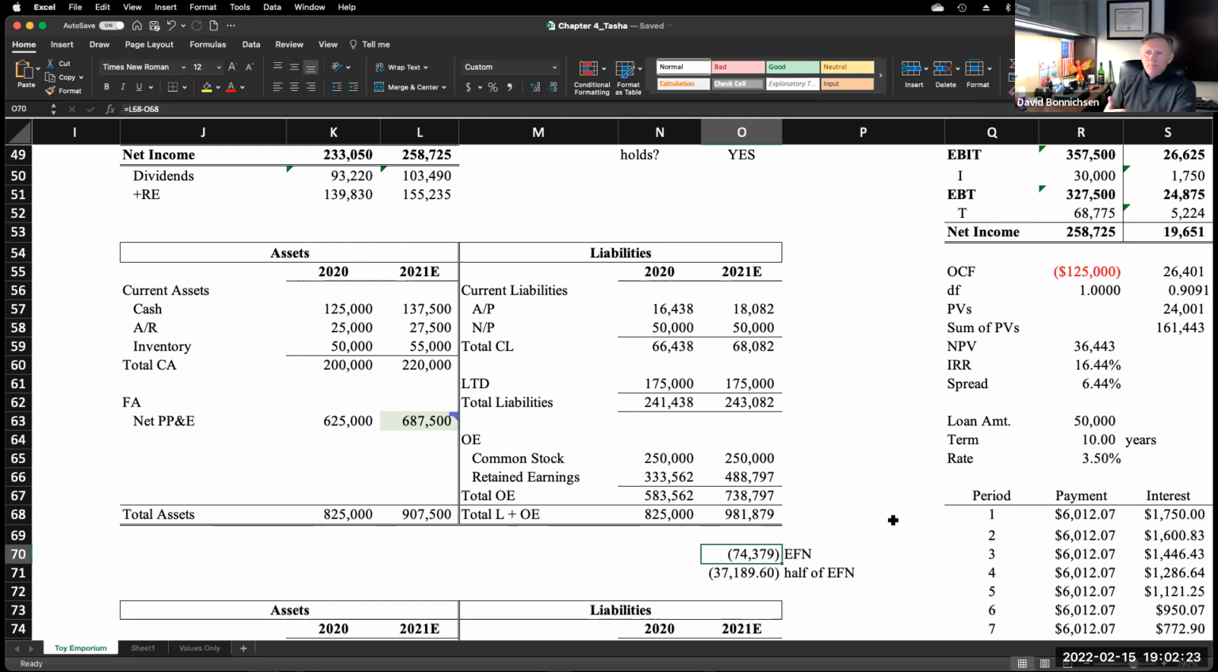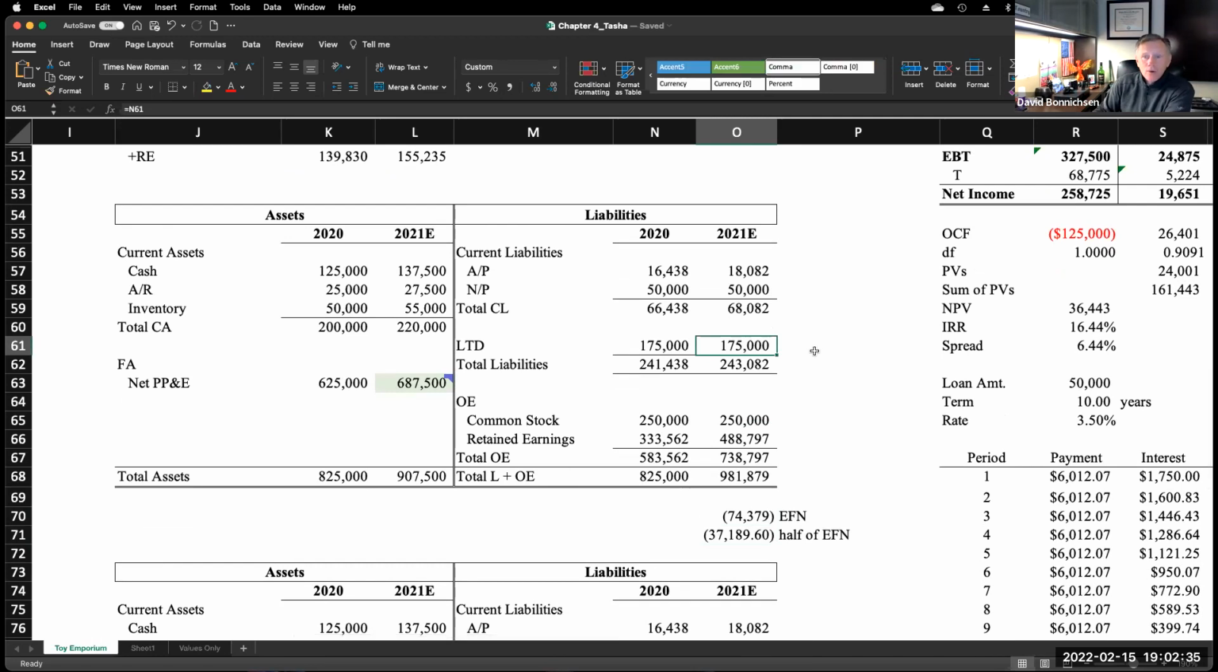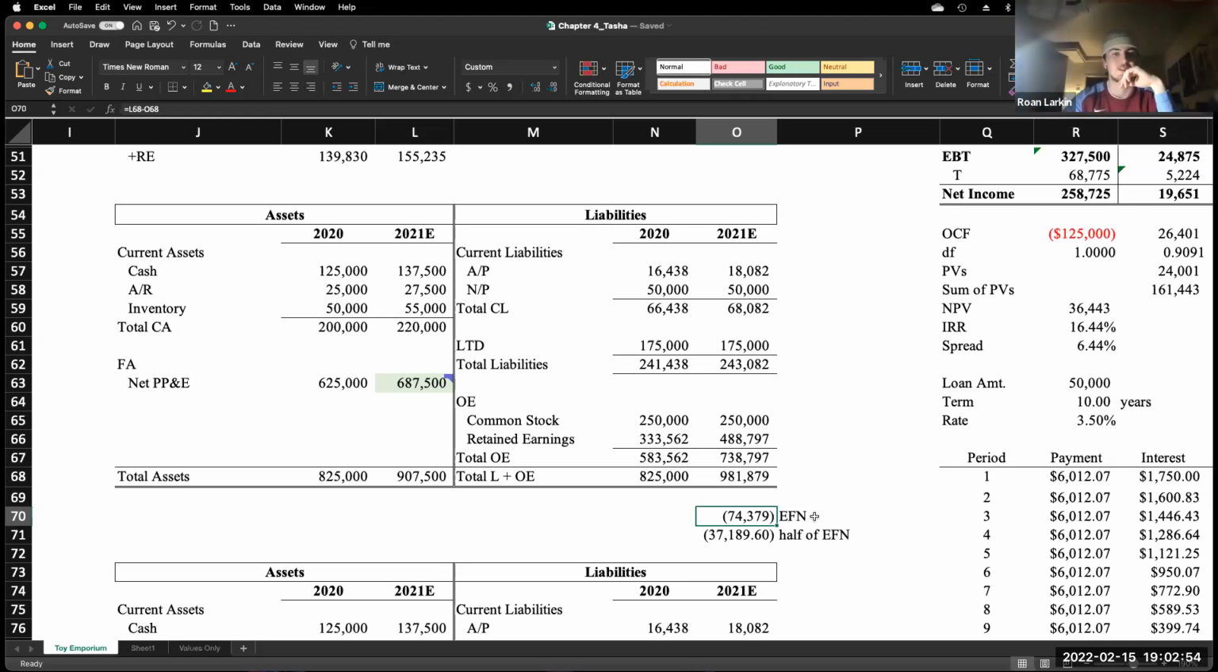So when we plug the balance sheet, we know that half of that is this, and therefore, if you've been told to plug long-term debt and common stock, you know long-term debt has to come down by half of the EFN, and common stock has to come down by half of the EFN, to bring the entire right-hand side of the balance sheet down by the total EFN. Does that make sense, Ryan? Yeah, it does. Thanks. Okay, Seth, what was your question?